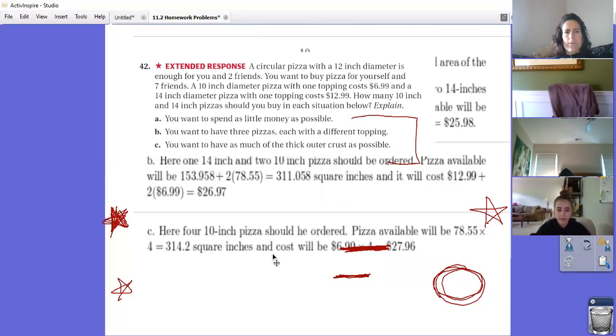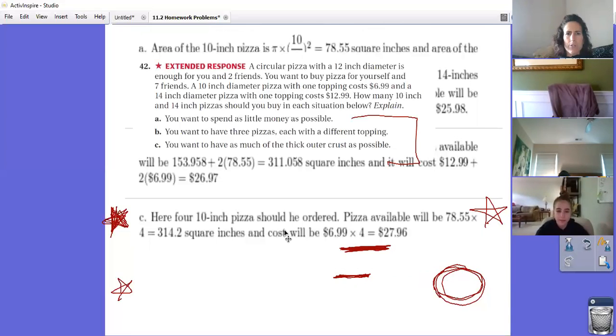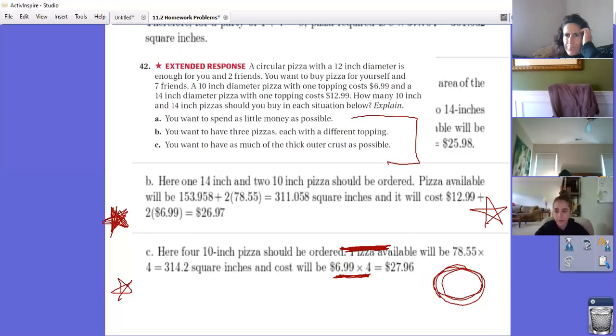Okay. I'll leave part B and C, and you can go back and look if you want to take a snapshot of it or something. But okay, so let's move on.